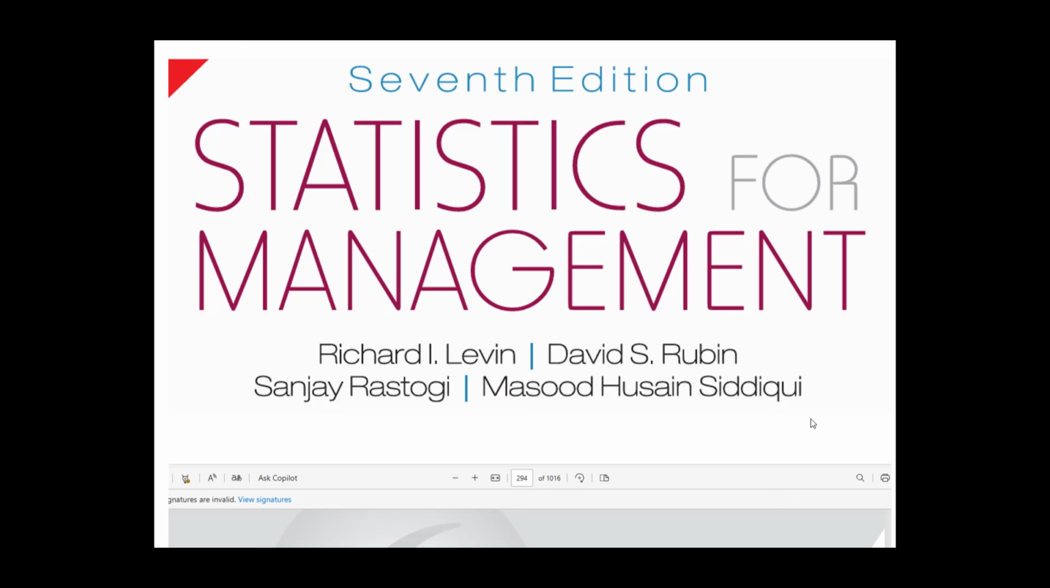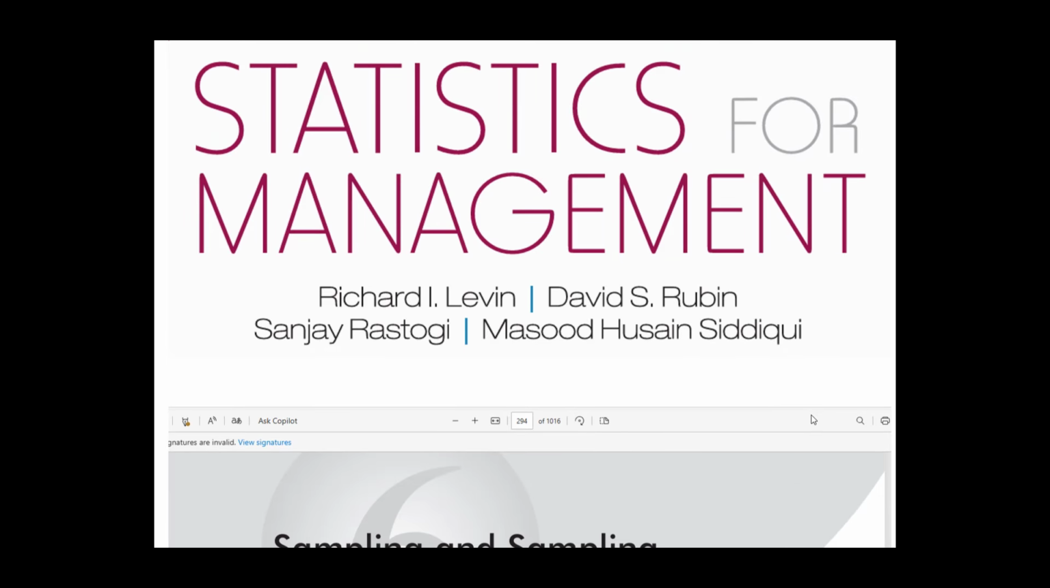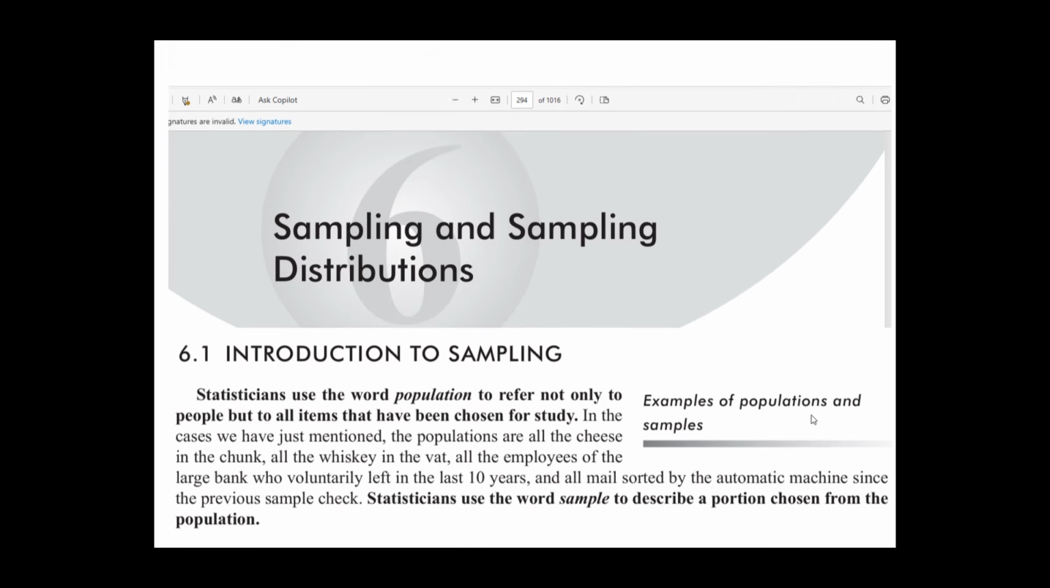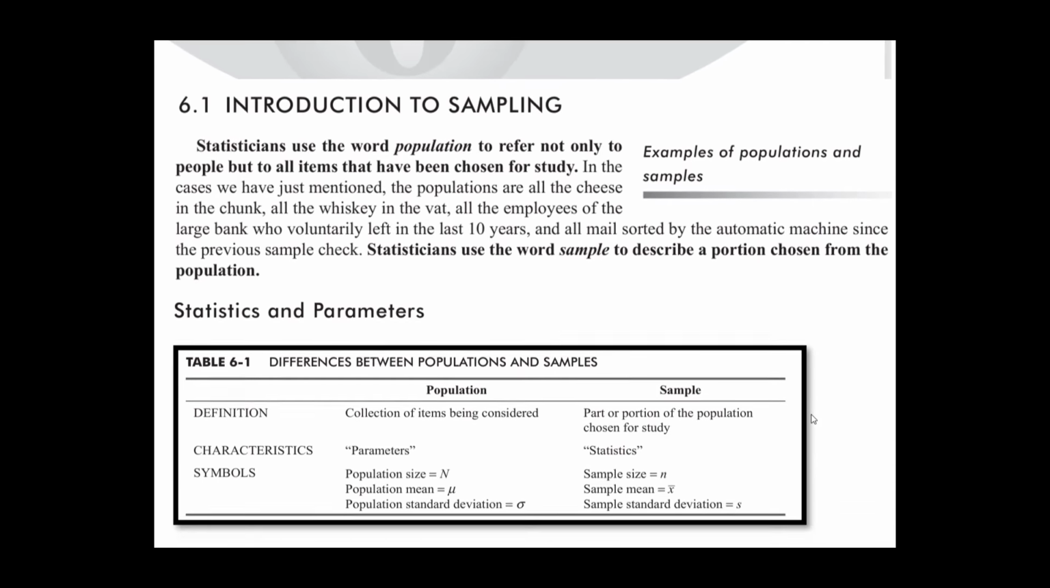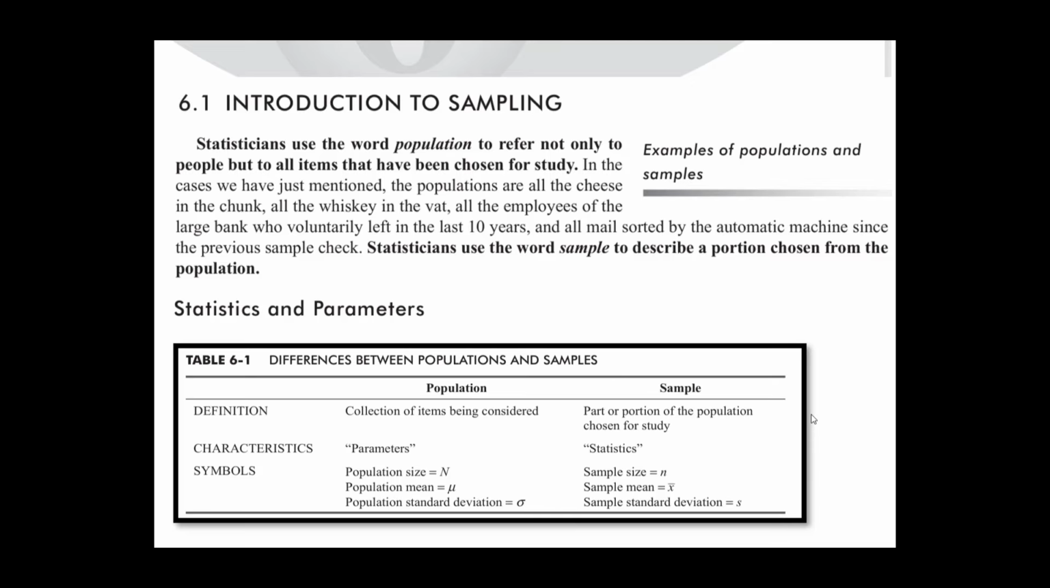Hello students, in this video we are going to look at chapter number 6 from this book: sampling and sampling distributions. So, introduction to sampling. Statisticians use the word population to refer not only to people but also to items that have been chosen for study. And statisticians use the word sample to describe a portion chosen from the population.